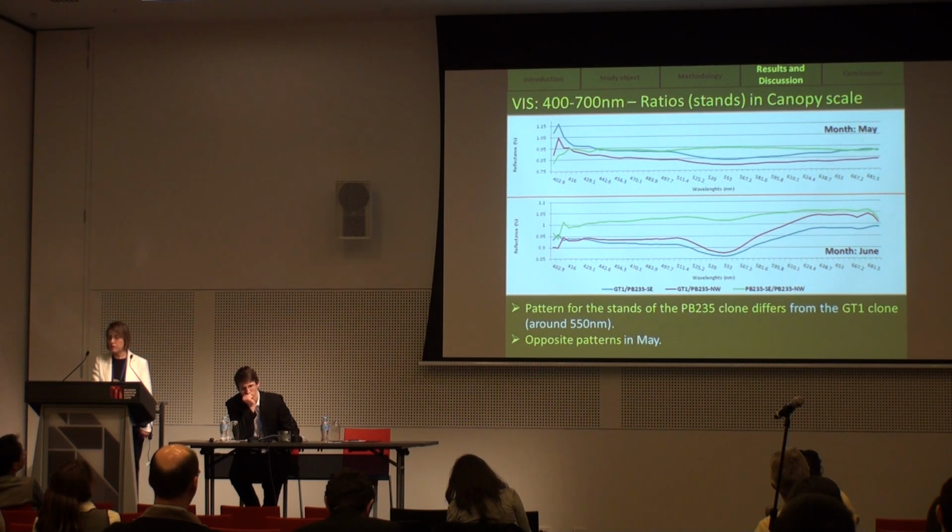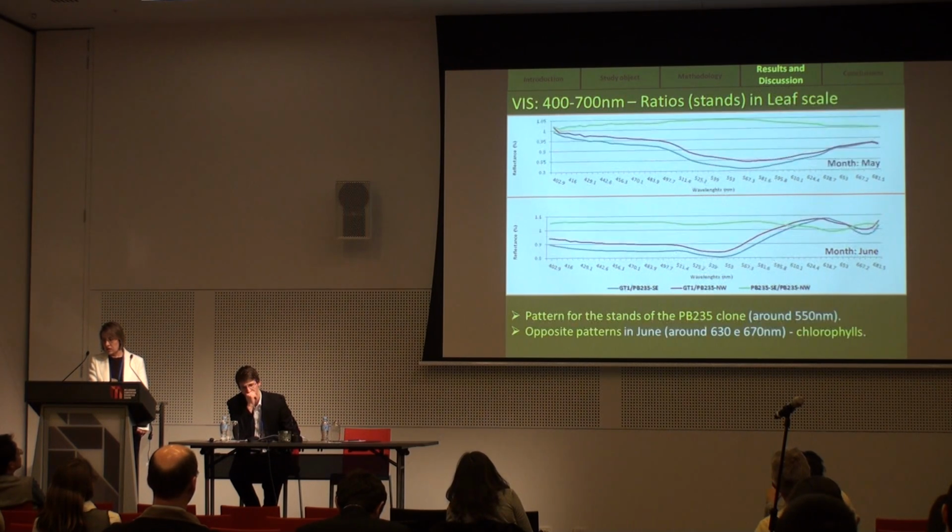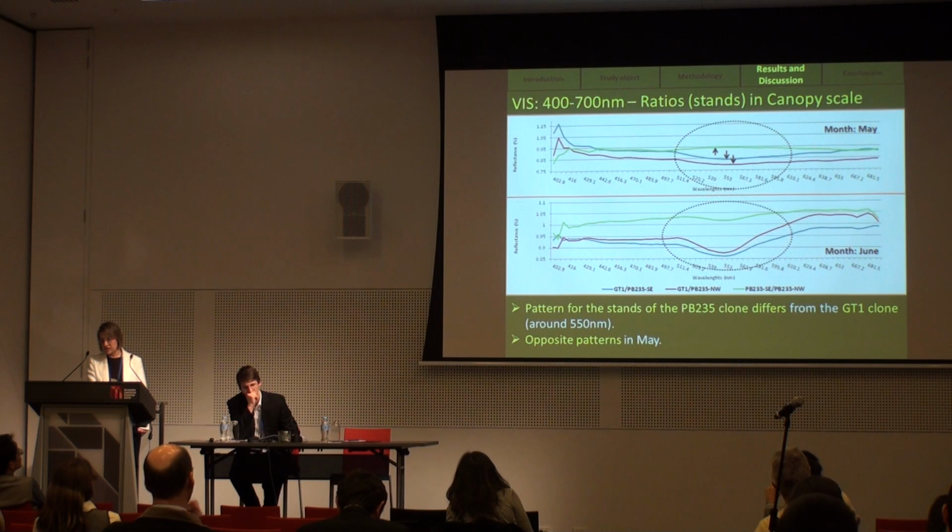Considering the ratios generated between the stands in canopy scale and in the visible region, it's possible to observe that there exists a pattern of the stands of the PB clone that differs from the GT1 clone. Opposite patterns in May, with increase and decrease, are observed too.